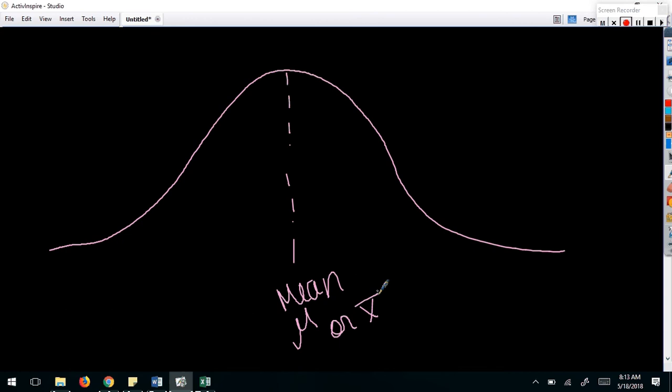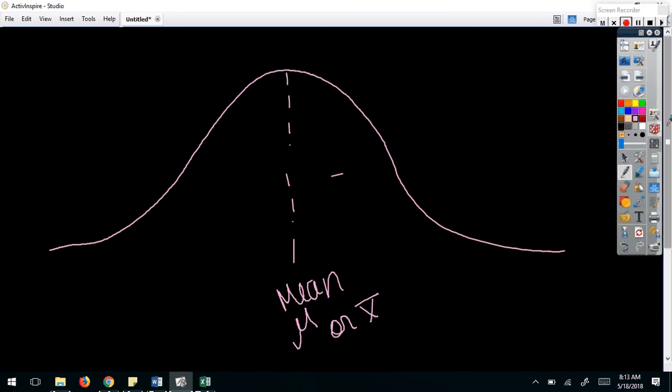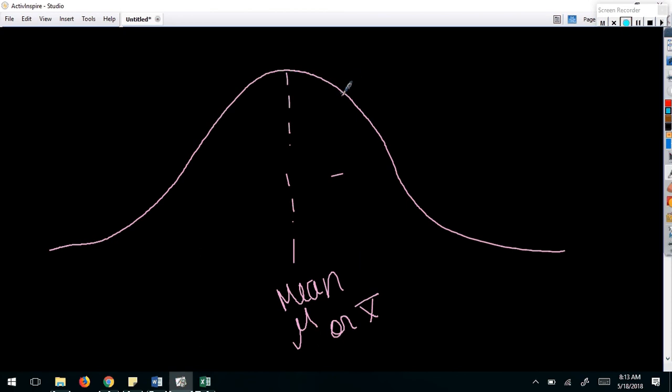Here's what's special about standard normal distributions. I have this curve, and within this curve, have y'all ever heard of a standard deviation? Okay. I'm not going to make you calculate it, but what you do need to understand is that a standard deviation is a measure of variance, how the data is spread out. The bigger the standard deviation, the more it spreads.